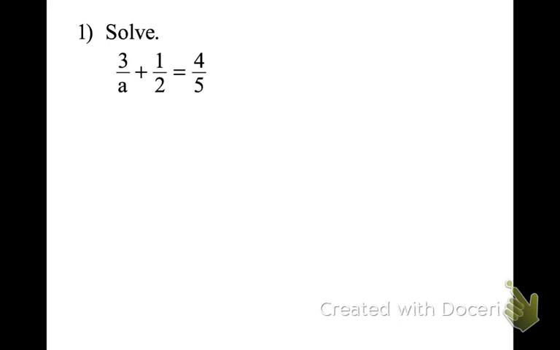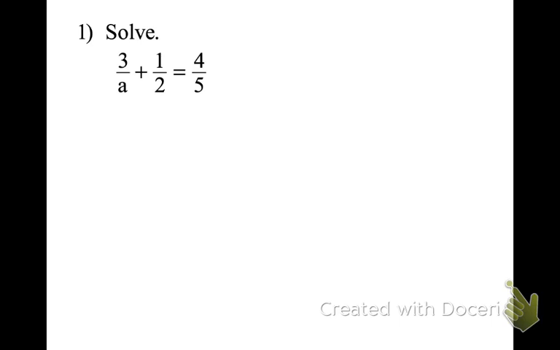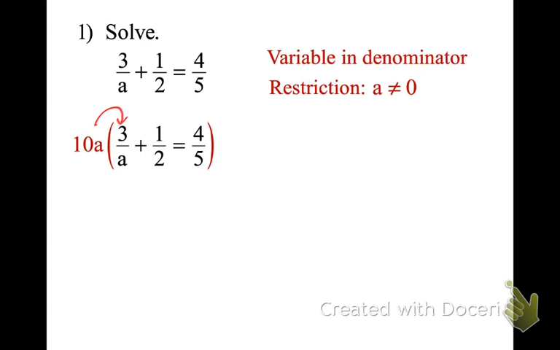So take a minute. Try and solve this one on your own. A cannot equal 0. Pause the recording. Okay, let's check our work. We said the restriction is A cannot equal 0. My least common denominator for all 3 terms would be 10a. So when I distribute here, the A cross cancels and I'm left with 30.